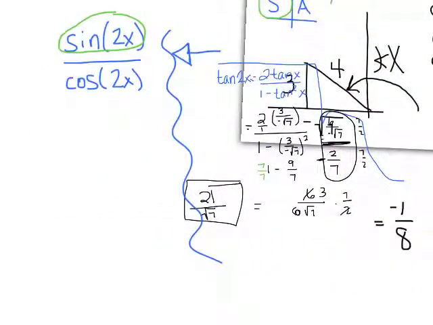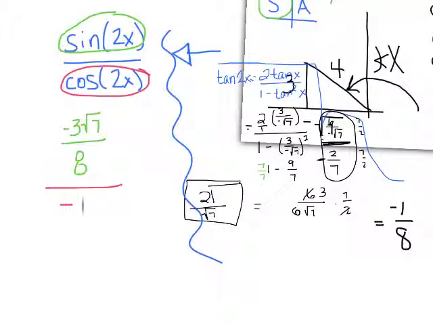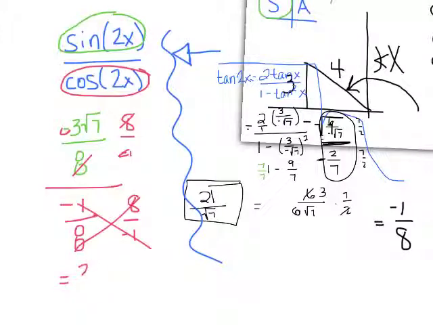So in green, that sine of 2x was negative 3 root 7 over 8. And cosine of 2x, that answer was -1/8. All right, so if I copy, change, flip, or however you say this, 8 over -1, these go away, the negatives go away, the 8 and the 8 also go away, and we're left with 3 square roots of 7, which was quite a bit easier to find than the other one was.